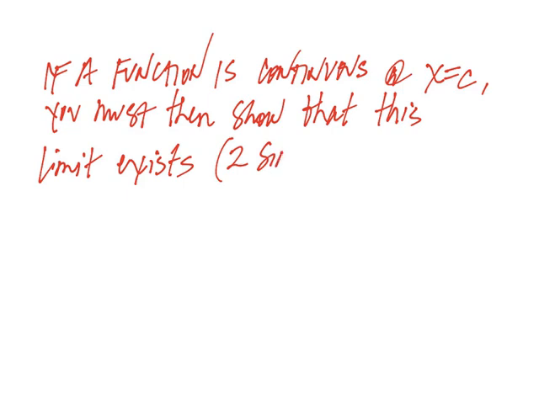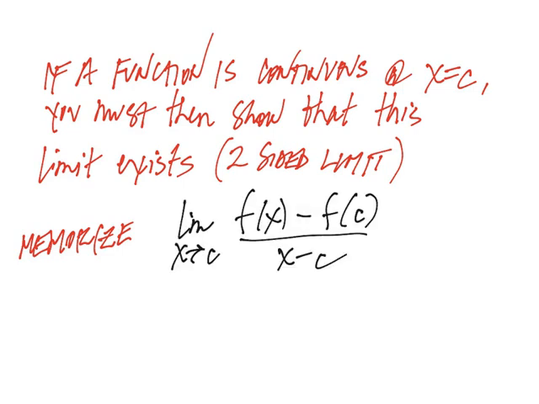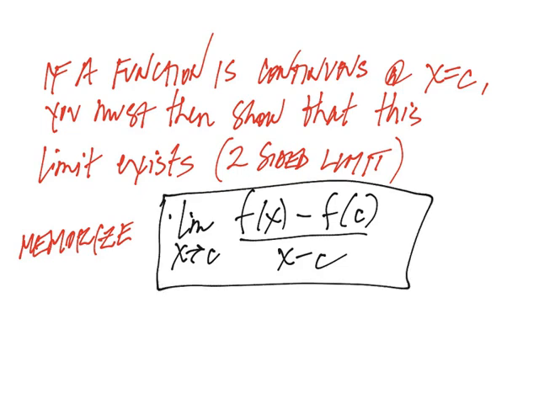And by the way, this is a two-sided limit. And here is the formula that you must memorize. You've probably already got this thing memorized because you went to school in 5th grade and you took a pre-algebra course. And it is the limit as x approaches c of f of x minus f of c all over x minus c. You can pause this and get this in your notes.